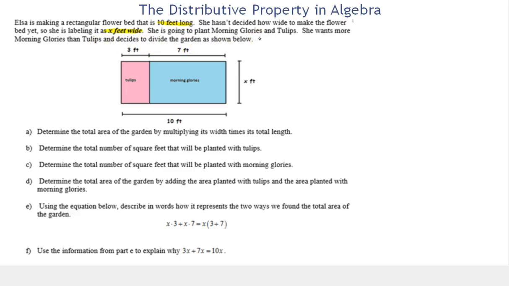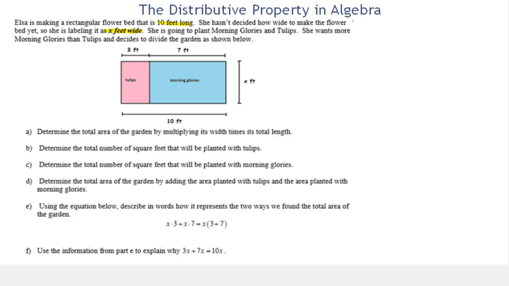So notice this is just like the last garden. The length is going to be 10 feet. The tulips are going to have a length of 3 feet and the morning glories 7 feet. But now the width is x feet. It's unknown. Okay, but we can still find these areas, so that's what we're going to do.